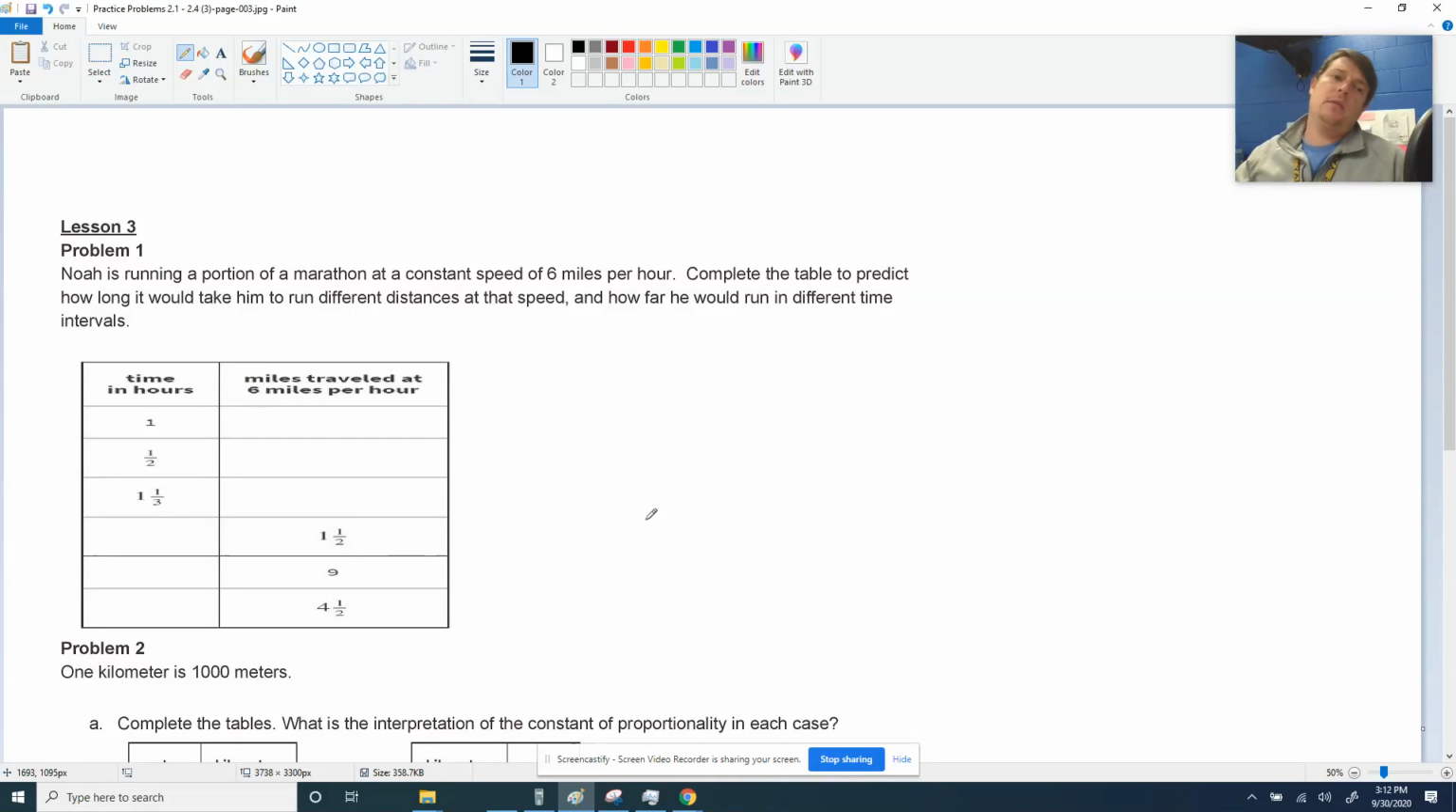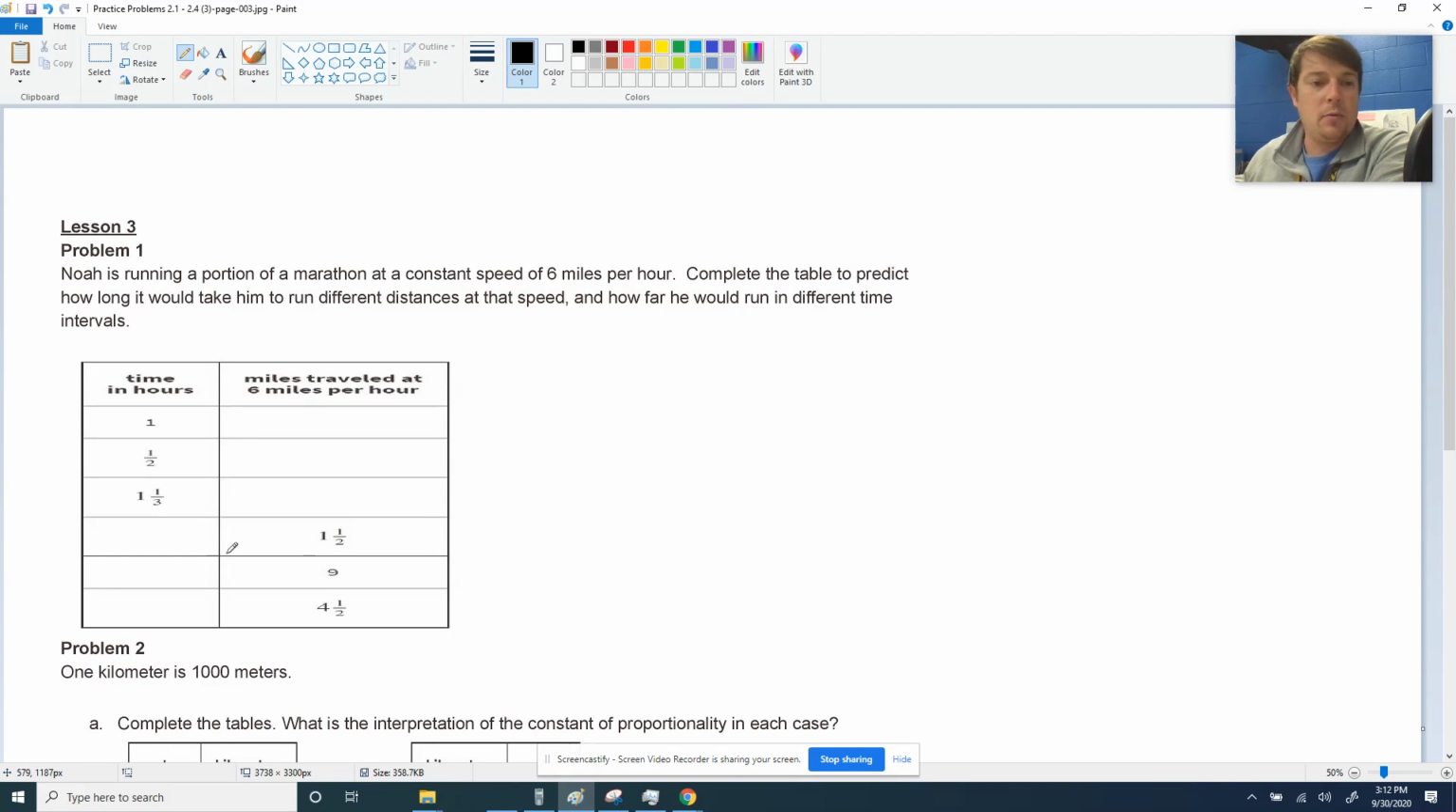Mr. Catlin here. We're looking at lesson number 3 for your Unit 2 homework this week. We've got 2 more lessons to go to finish it up, and Noah is running a portion of a marathon at a constant speed of 6 miles per hour. Way to go, Noah. Getting some exercise. Congratulations. Complete the table to predict how long it will take him to run different distances at that speed and how far he would run in different time intervals as well.